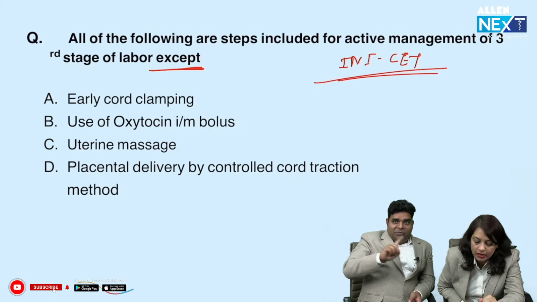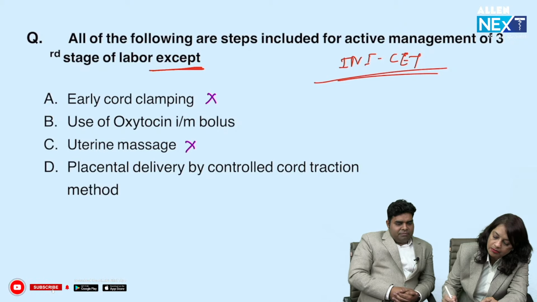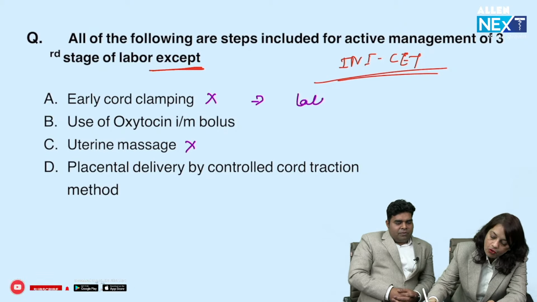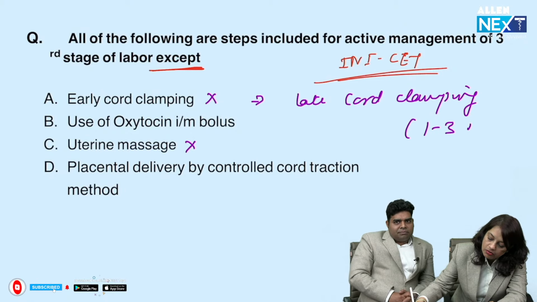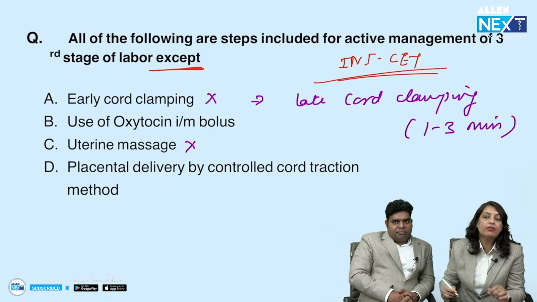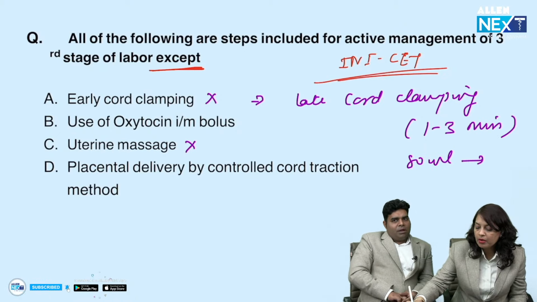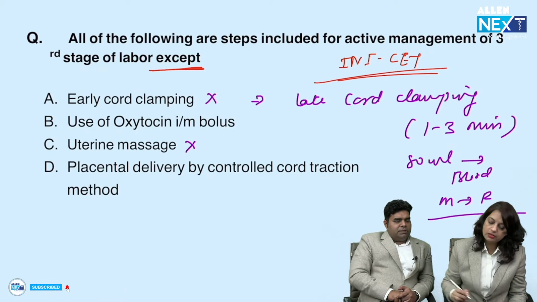Late cord clamping. We should not do early; we should do it late. Uterine massage and early cord clamping are the two answers. We have to go for late cord clamping, not early. Late cord clamping means clamping is done within 1 to 3 minutes of delivery because it transfers around 80 to 100 ml of blood from the placenta to the baby.